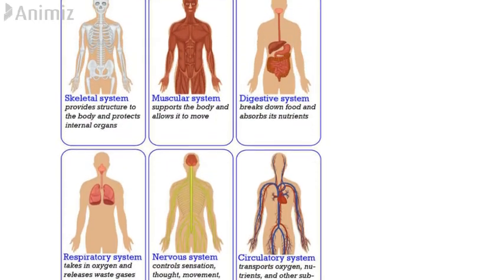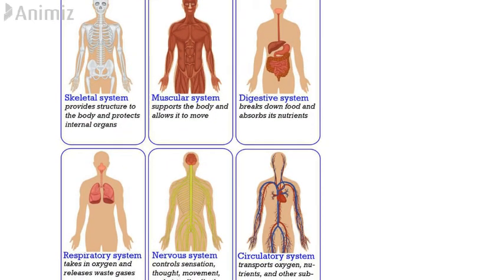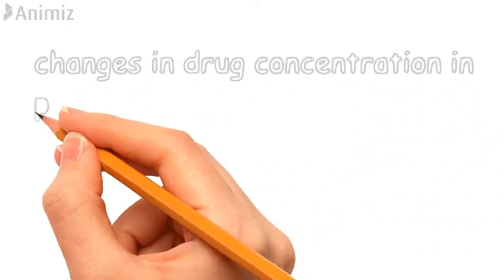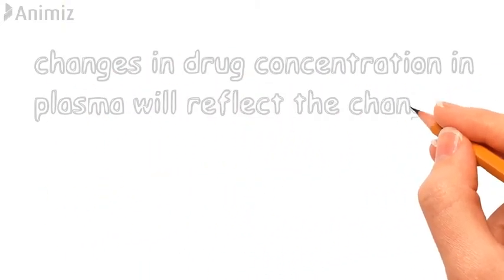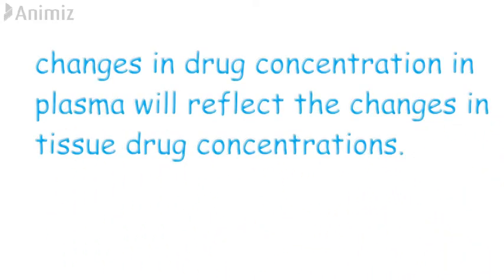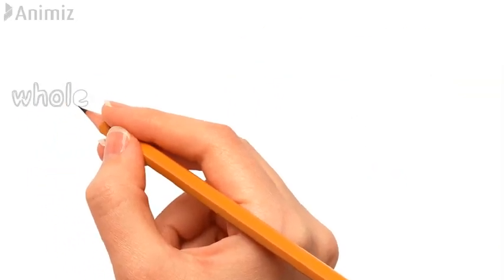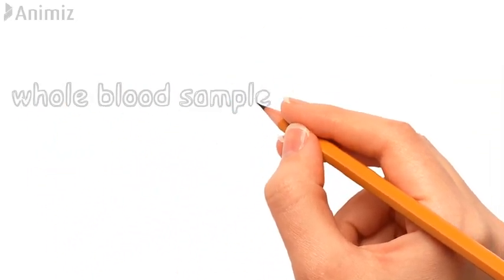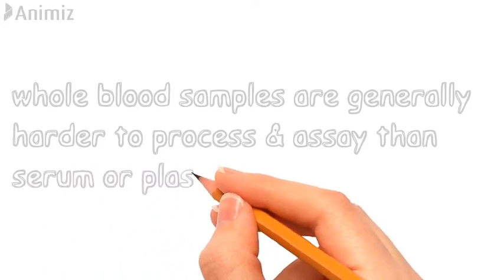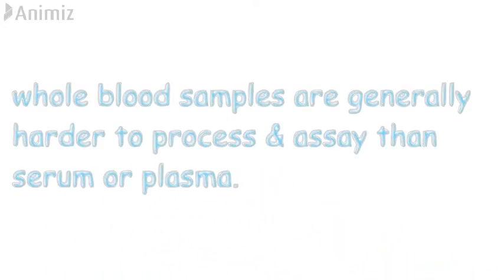Plasma perfuses all the tissues of the body. So we can assume that the plasma is in dynamic equilibrium with tissues, and changes in drug concentration in plasma will reflect the changes in tissue drug concentrations. Whole blood samples are generally harder to process and assay than serum or plasma samples, so we always prefer serum or plasma for drug concentration measurements.